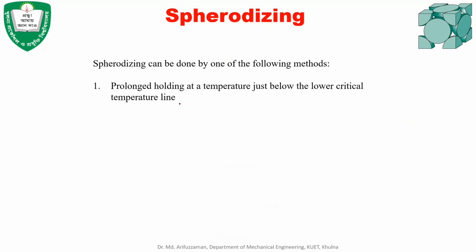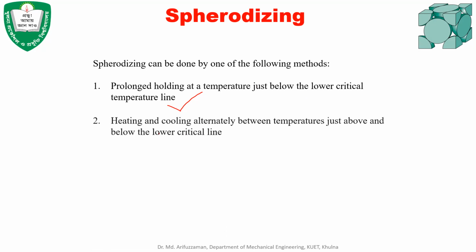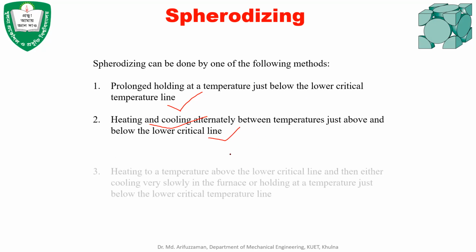Okay, so spheroidizing can be done by one of the following methods. There are three methods. First, prolonged holding at a temperature just below the lower critical temperature line. You can hold the structure below the lower critical temperature for a long time. Then you will obtain spheroidal, that means spherical particles of cementite. The second one is heating and cooling alternately between temperatures just above and below the lower critical temperature line. Okay, you can also obtain the spheroidized structure using this.